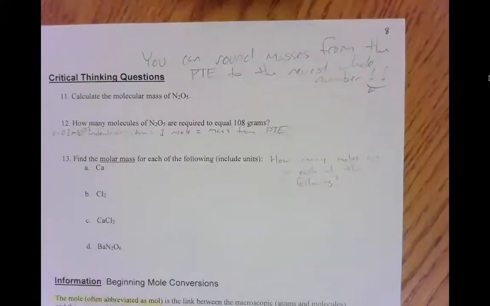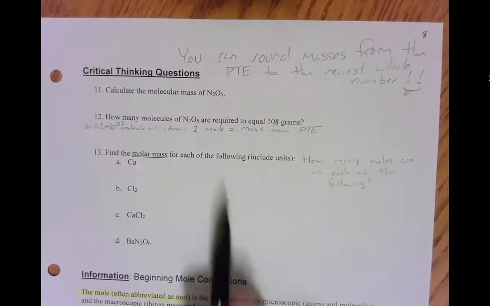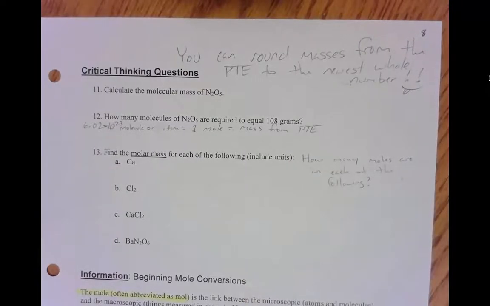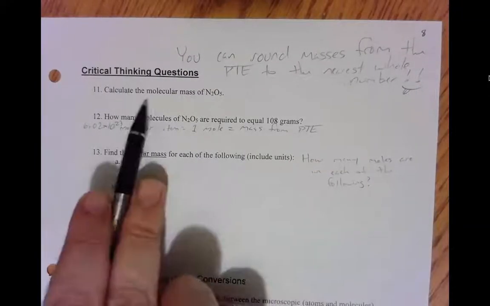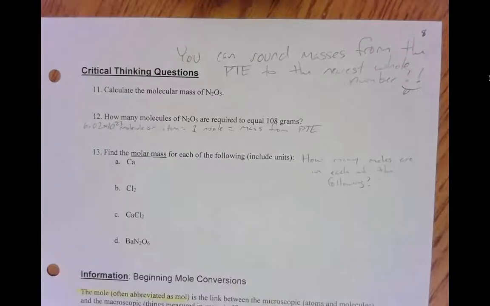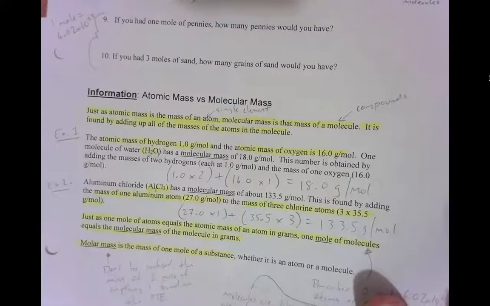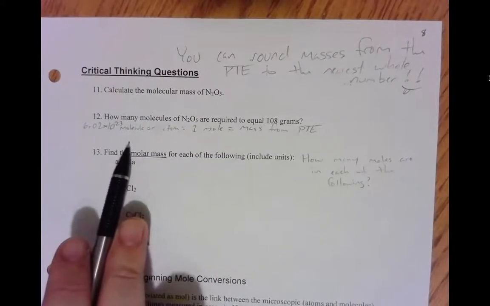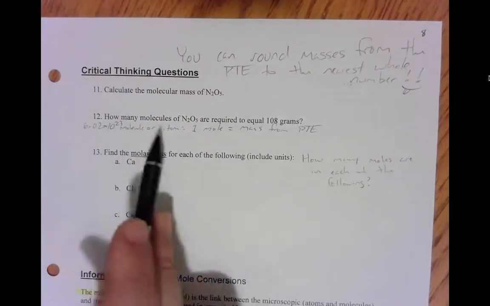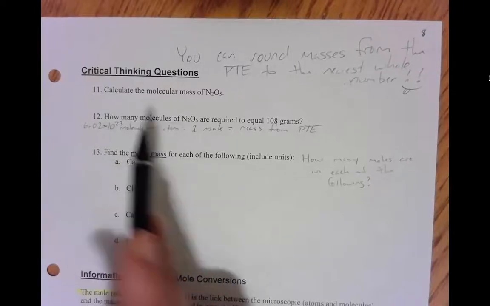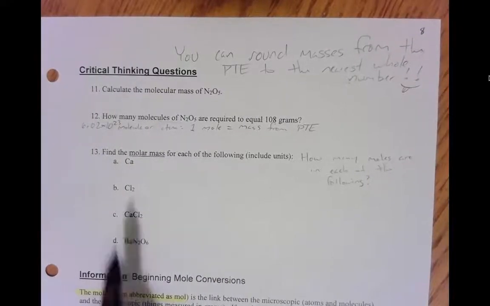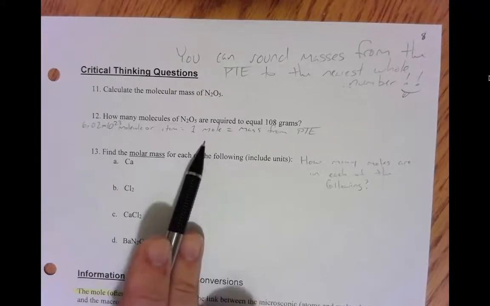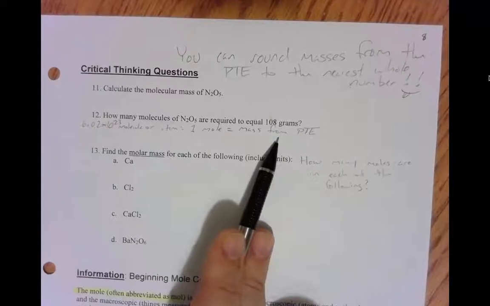So we can do a couple problems. You can round your masses. Don't forget, round your masses on the periodic table to the nearest whole number. It will make your math easier. I don't think I need to show people how to calculate the molecular mass. I already showed 2 examples over here, so use that work to help you. When you are thinking about 12, remember, guys, it's asking you how many molecules it would need. So what you need to remember is that 6.02 times 10 to the 23rd molecules or atoms is equal to 1 mole, which is equal to the mass on the periodic table.